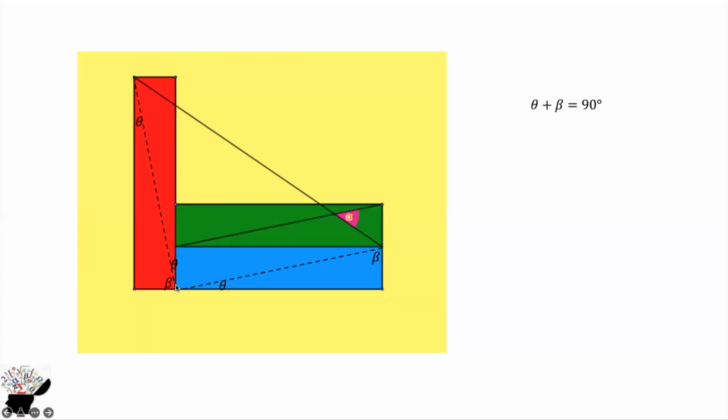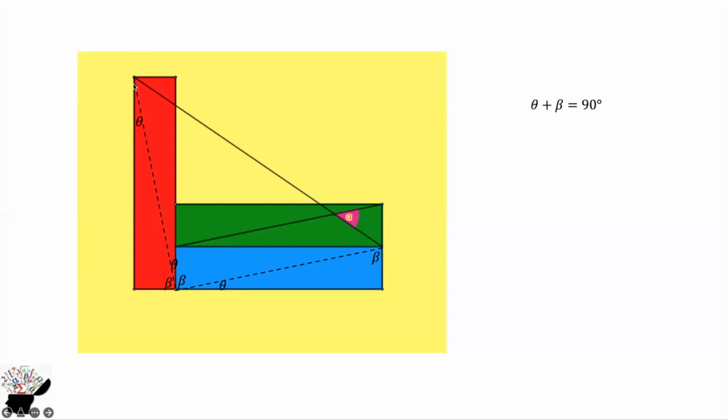Now, if this side is theta, automatically this side is supposed to be beta, because beta plus theta is 90. So this side is beta. So it means that the angle alpha plus beta is 90 degrees. Now, this diagonal has the same length.